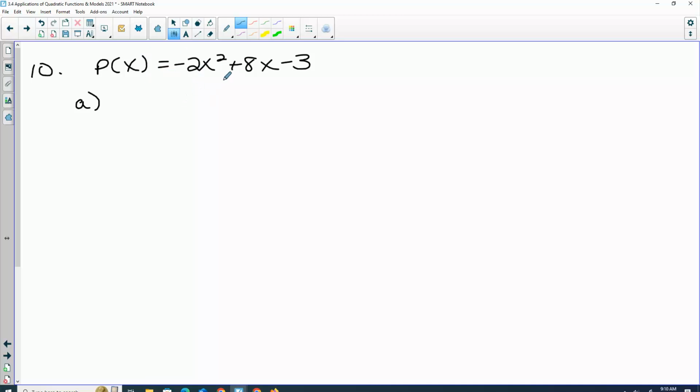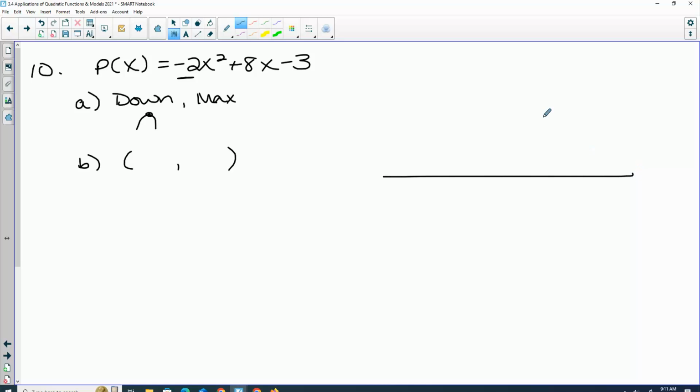First question, how do we know if it opens up or down? Right. The negative here tells me it opens down. If you have an upside down parabola, this point is going to be a max. Vertex. A vertex is a point. It's an ordered pair. So you have to be able to find that entire ordered pair.